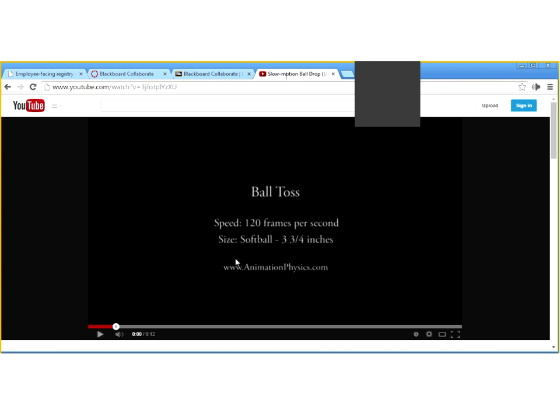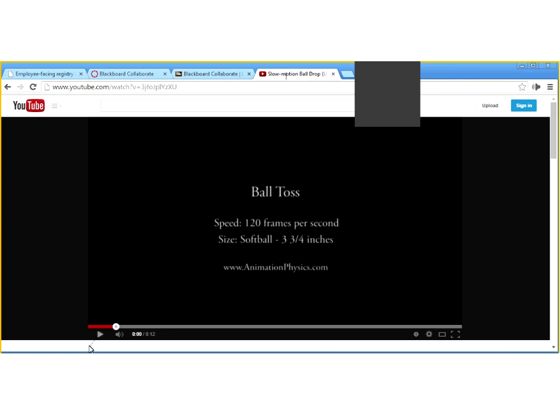So I'm going to show a ball toss, and this is not going to be anything revolutionary. You can see from the time here, it's only going to be 12 seconds. It's just a person tossing a ball straight up in the air. It's going to be in slow motion, and show you the motion.